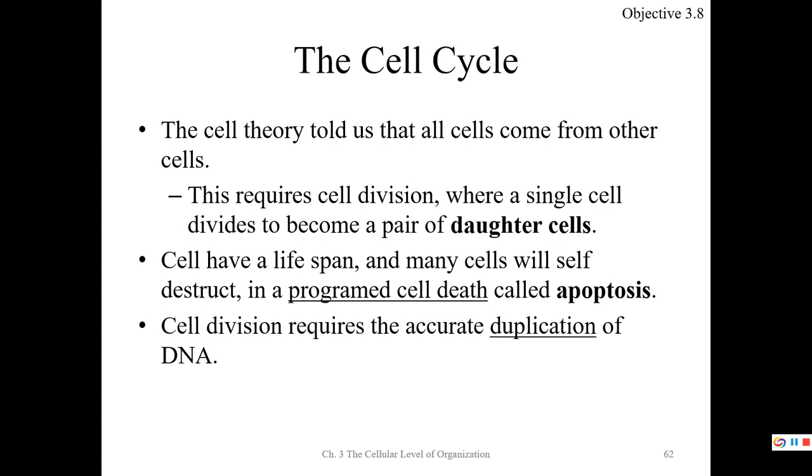Now, cells do have a lifespan. We were just talking today in A&P 2 about how long red blood cells last and what happens to them when they die. Many cells, when they reach the end of their lifespan, self-destruct in a programmed cell death. We call this apoptosis. Cell division does require me to duplicate my DNA. That is a requirement.